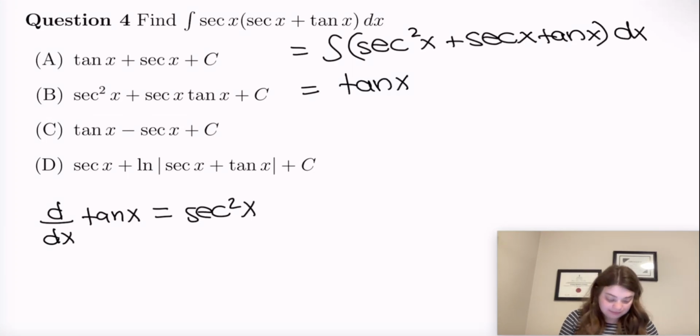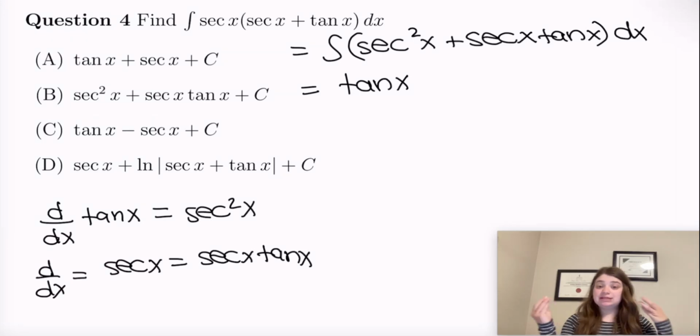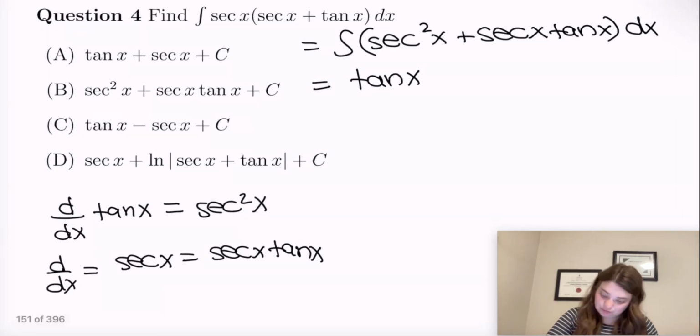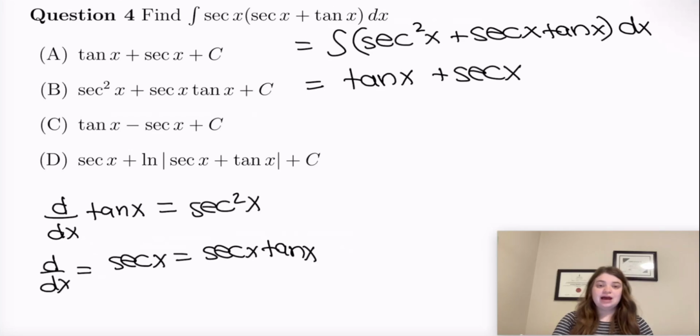Also recall that the derivative of secant x is equal to secant x times tan x. And so therefore the antiderivative of secant x tan x would just be secant x. So this would turn into plus secant x. And then, of course, we want to have the family of all of them, so we're going to add c there as well. And so the answer is A.